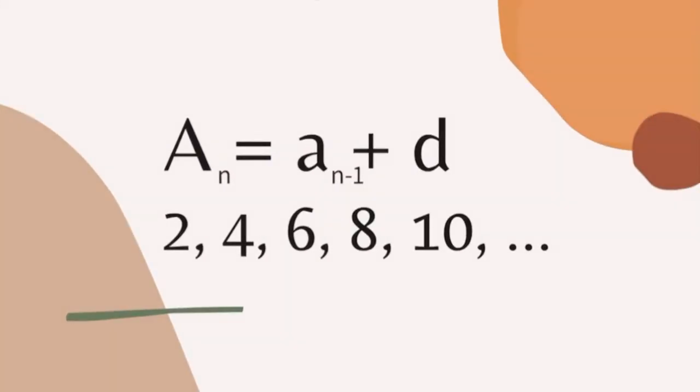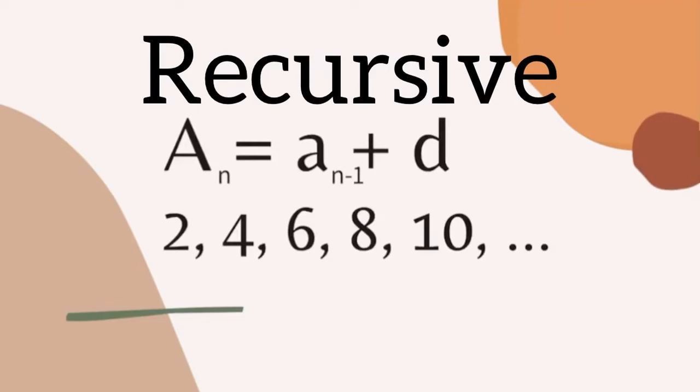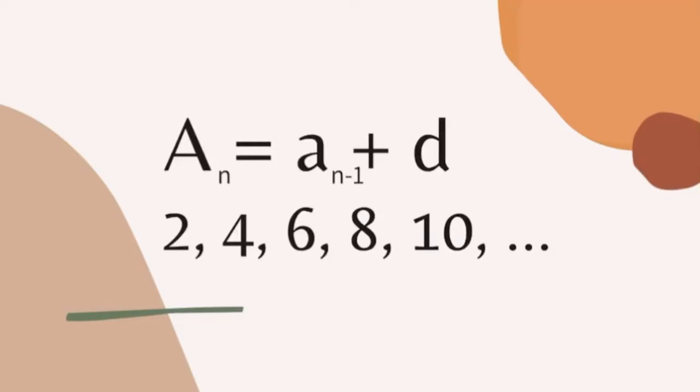As you can see, this is the recursive formula. Let's say that we are finding the sixth term from this sequence. First, we have to find the value of the previous term, which is 10, according to what is given. Then, we have to find the common difference, which is 4 minus 2, which also equals 2. Now, if we substitute these values to the formula, it will turn out to be 12.